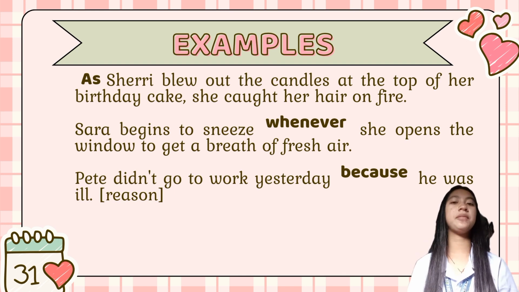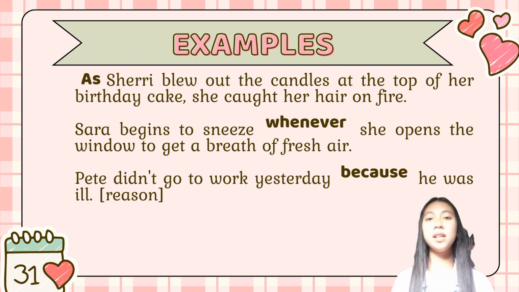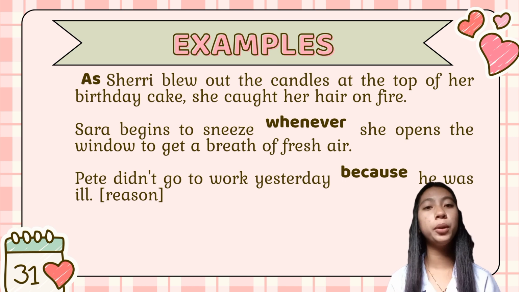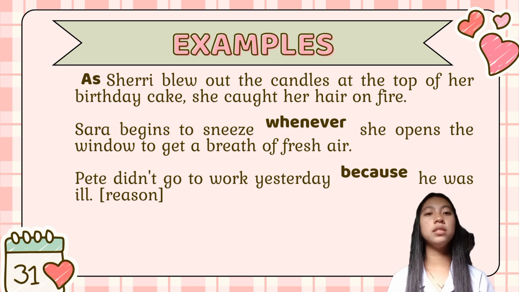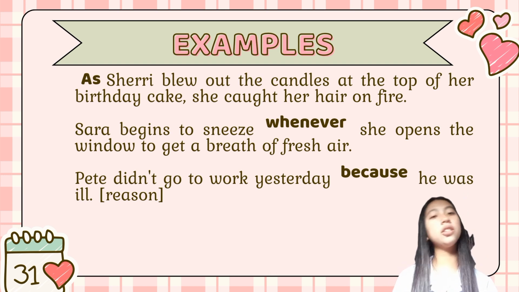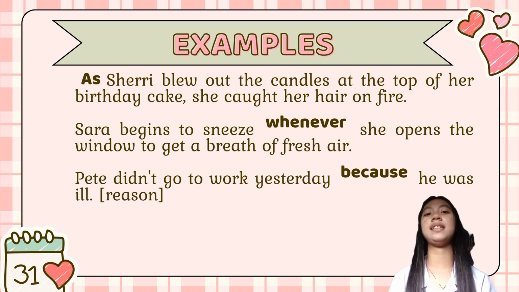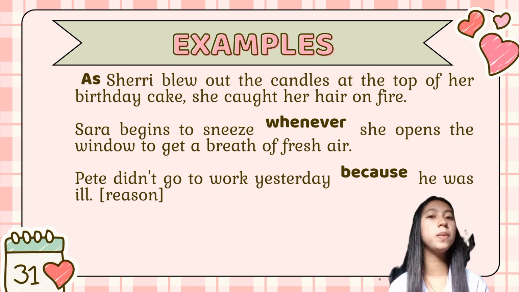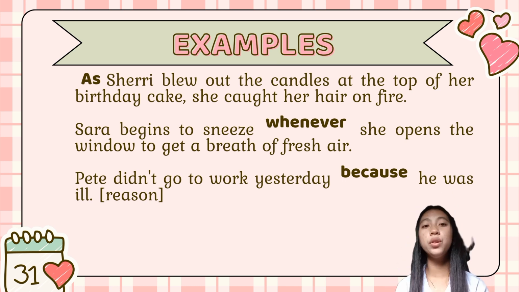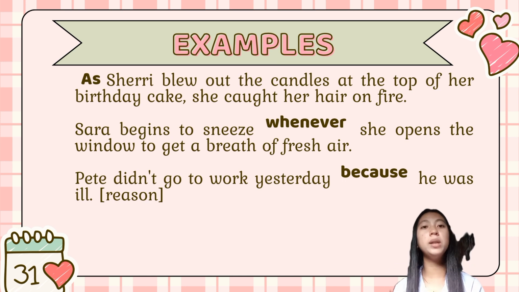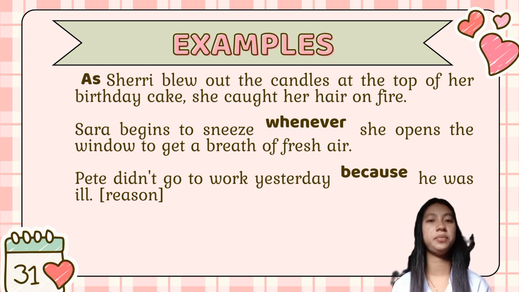Kindly read, please. In the first example, as Sherry blew out the candles at the top of her birthday cake, she caught her hair on fire. The subordinating conjunction is the word as. The function of it is it introduces a dependent clause explaining the circumstances under which Sherry caught her hair on fire while blowing out the candles.